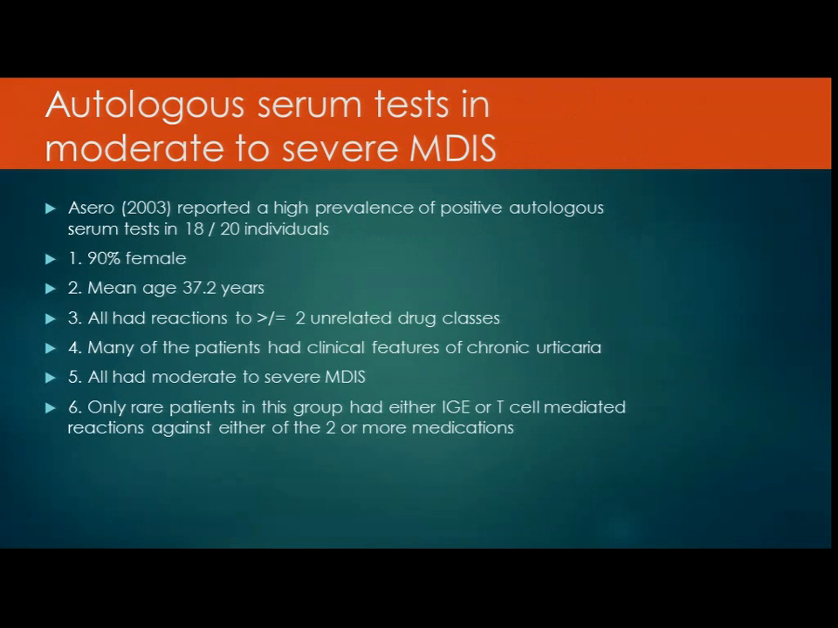Then there were autologous serum tests in these people. And Acero, 2003, found that 18 of 20 individuals that he saw with severe MDIS had basically a positive autologous serum test. Of these, 90% were female. The mean age was 37. All had reactions to at least 2 unrelated drug classes. Most of them had chronic urticaria if you took a careful history. And they were all classified as either moderate to severe MDIS. And only 2 patients in this group had any IgE-based disease at all. And everything else was thought to be T-cell mediated or unknown mechanism.